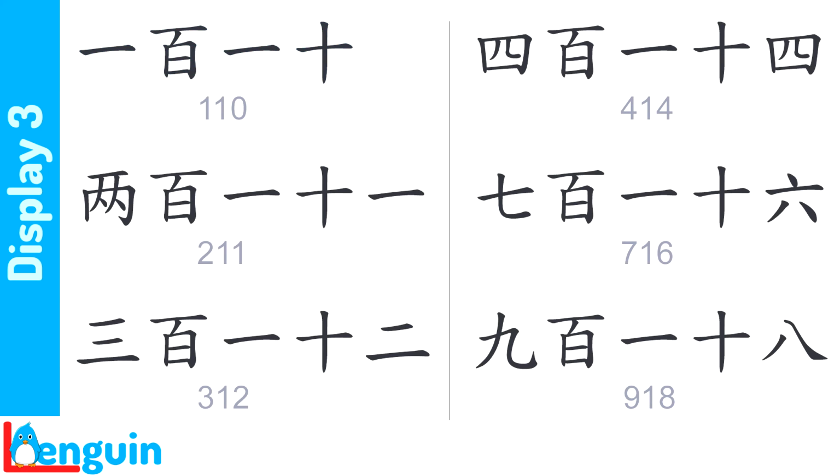110, 211, 312, 414, 716, 918. Repeat 110. Notice that when yi modifies the tens, it doesn't change tone.